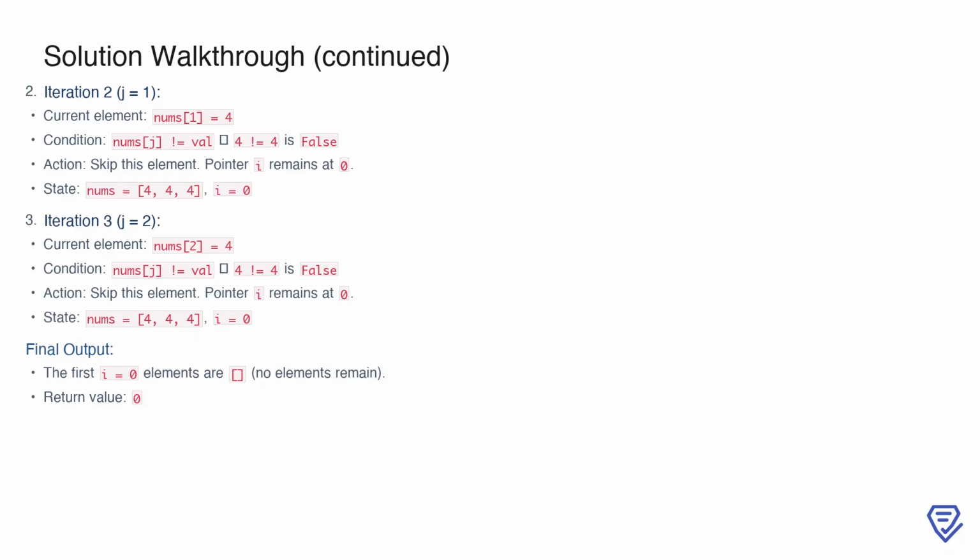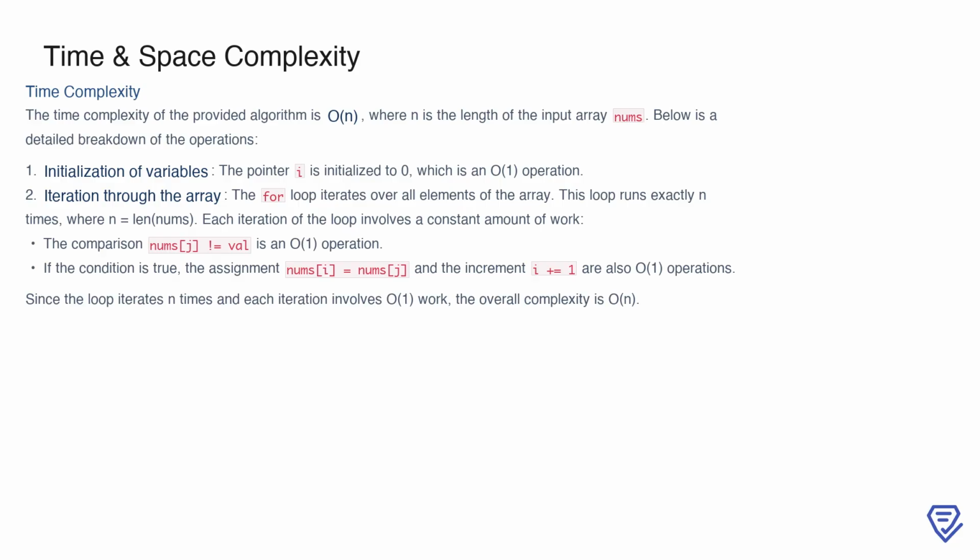The same happens in the third and final iteration, where nums[2] is also 4. At the end of this example, there are no elements left in the array, as all elements were equal to the value to remove. Therefore, the first I equals 0 elements are an empty array, and we return I, which is 0. The time complexity of this algorithm is O(n), where n is the length of the input array nums.